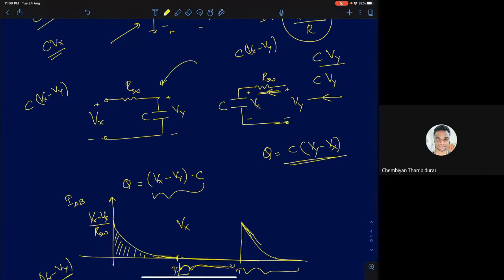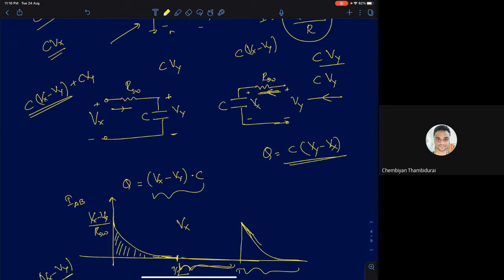In the next half cycle, you will start with a voltage of Vy across the capacitor, and then you will charge it to Vx through this voltage source Vx. Now, what is the charge that's being delivered from Vx to the capacitor? The capacitor already has a charge of C into Vy, so you have to deliver an excess charge of C into (Vx minus Vy). When you add this to C into Vy, you get CVx. You're supposed to charge it to Vx in this half cycle.